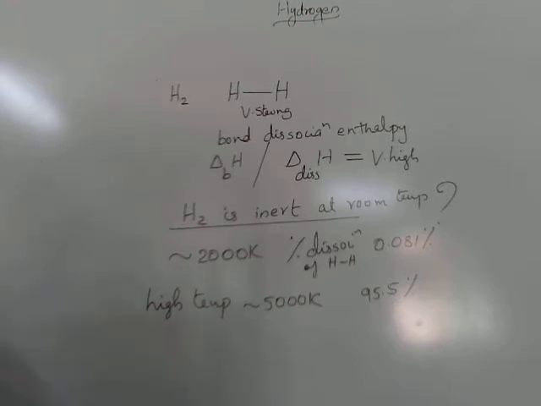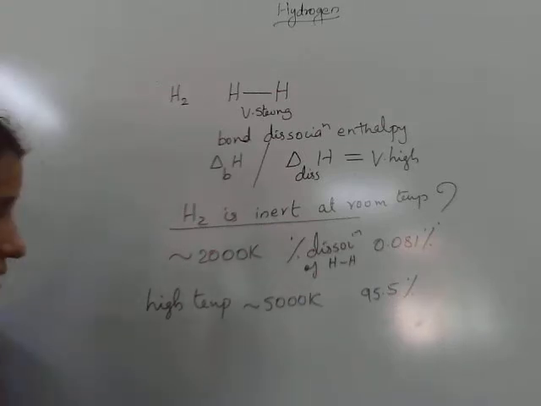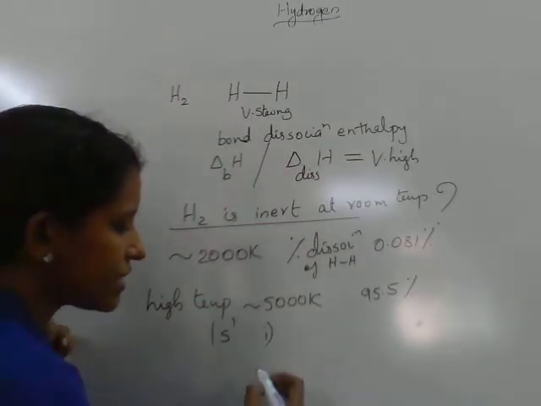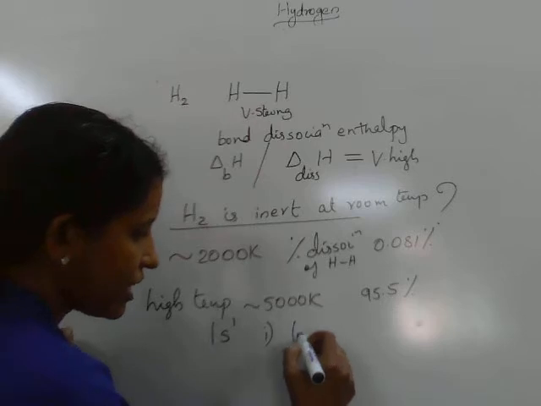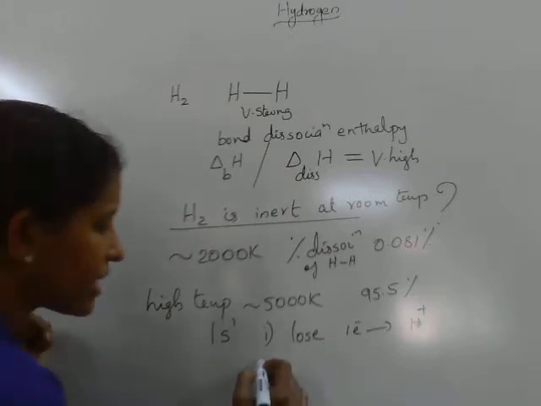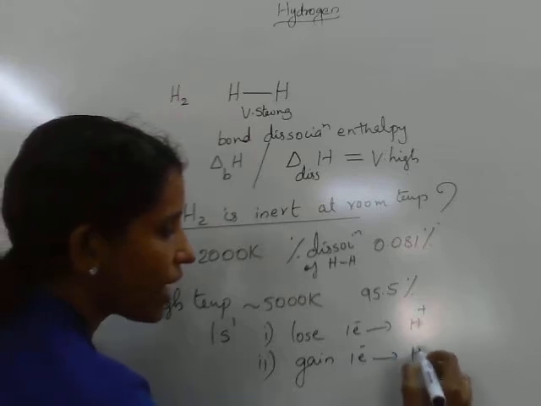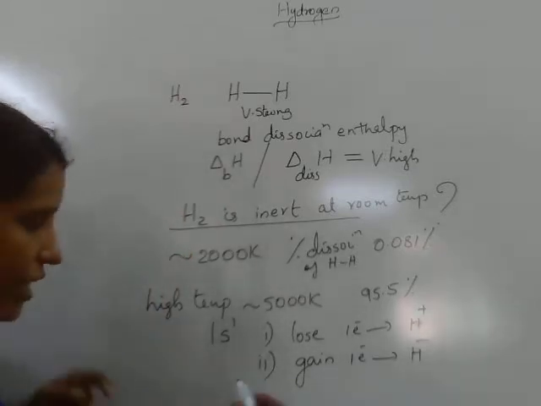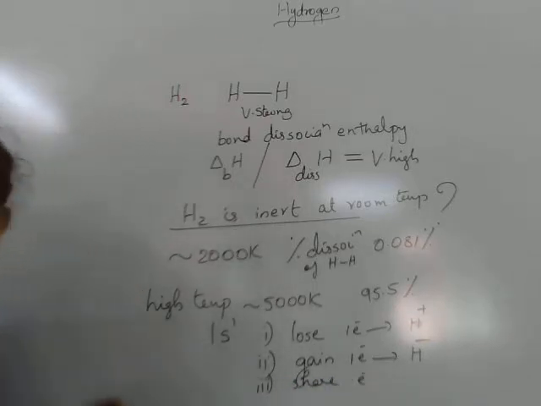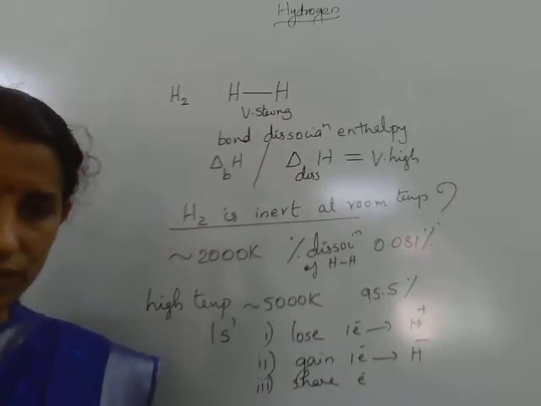In chemical reactions, dihydrogen takes part in three ways. We know hydrogen has the electronic configuration 1s1. In the first way, the hydrogen atom loses that one electron and forms an H plus ion. In some other reactions, hydrogen gains one more electron and forms the hydride ion. And in some other reactions, hydrogen shares its electron with the one electron of another atom and forms covalent compounds.